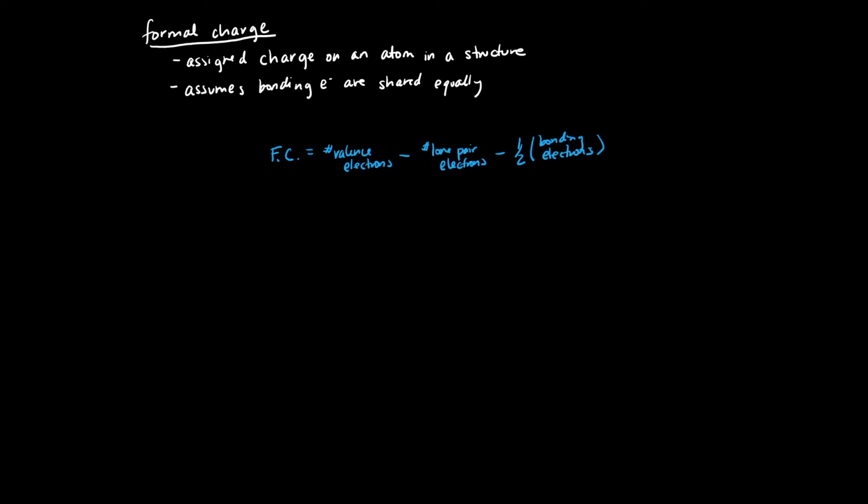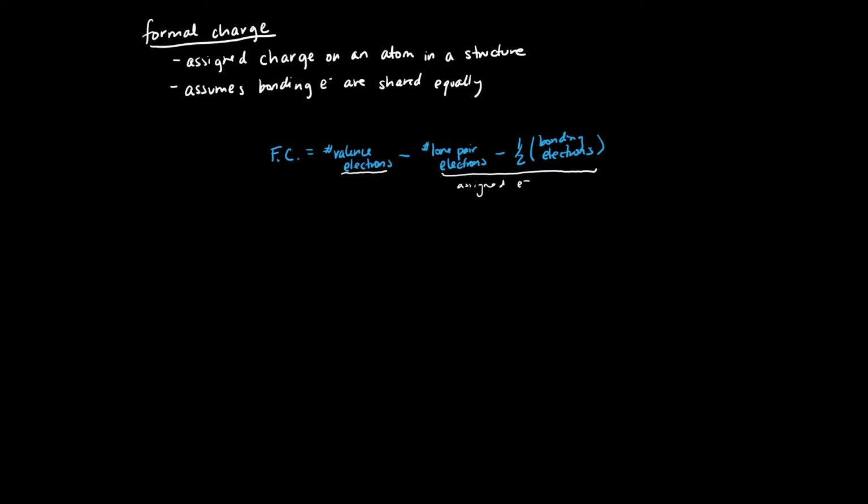It compares the number of valence electrons that the atom started out with to the number that it is assigned in the structure, assuming that any bonding electrons are shared equally between two atoms. If an atom has a formal charge of 0, that means it is assigned the same number of electrons that it started out with. If it has a negative charge, it has extra electrons, and if it has a positive formal charge, it has fewer electrons than it began with.